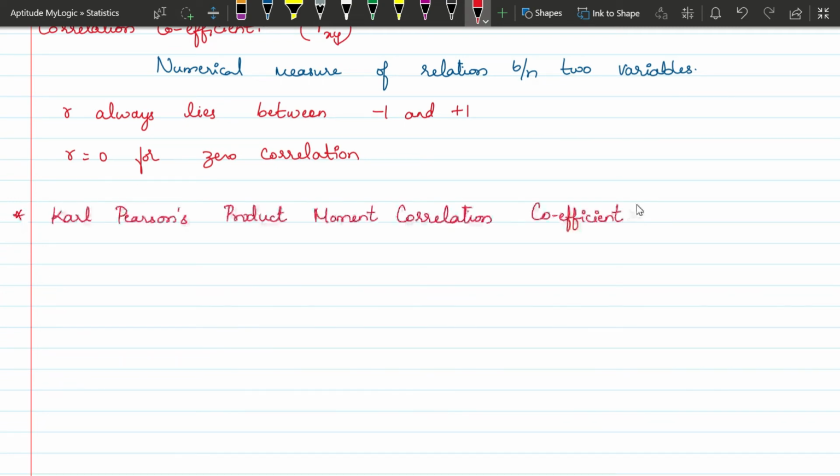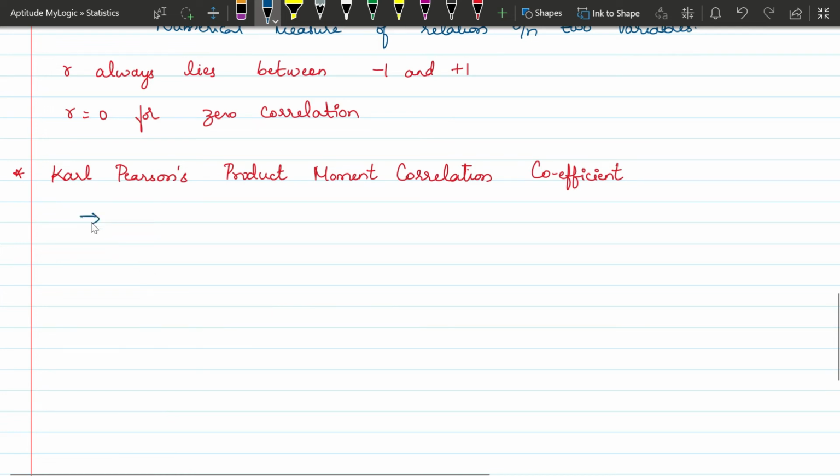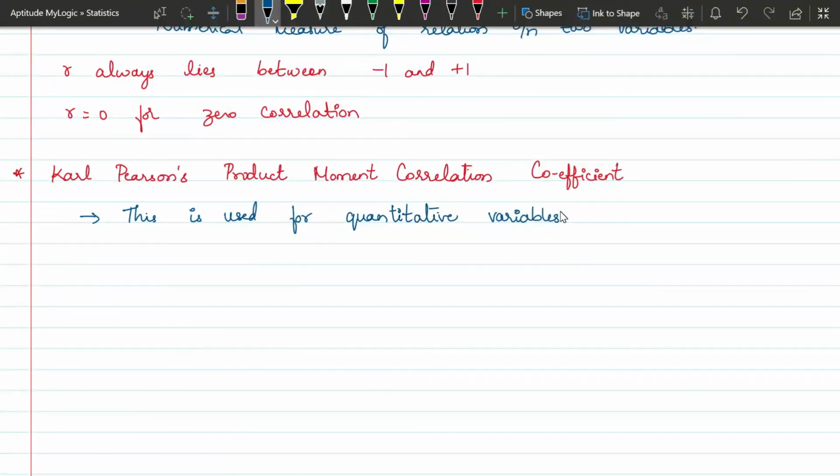That is, we have Karl Pearson's product moment correlation coefficient. It can be simply called Pearson's coefficient, Pearson's R, or product moment coefficient. This is used for quantitative variables. I think I have explained this in the previous video. We have quantitative and qualitative variables. Quantitative variables are those that can be measured.